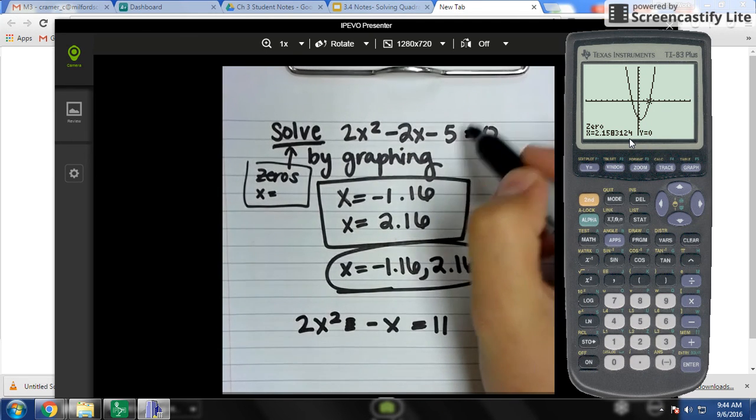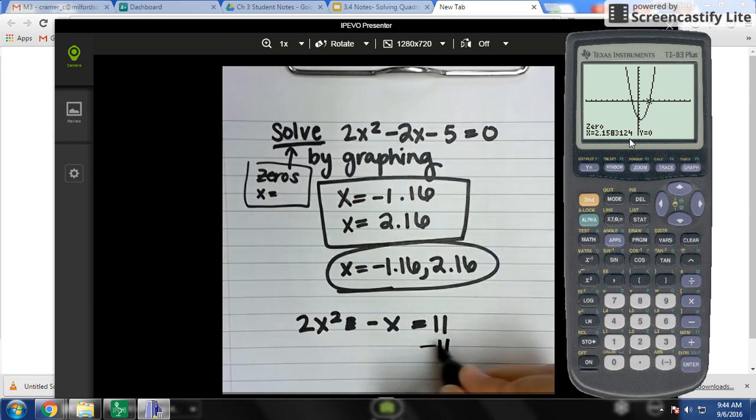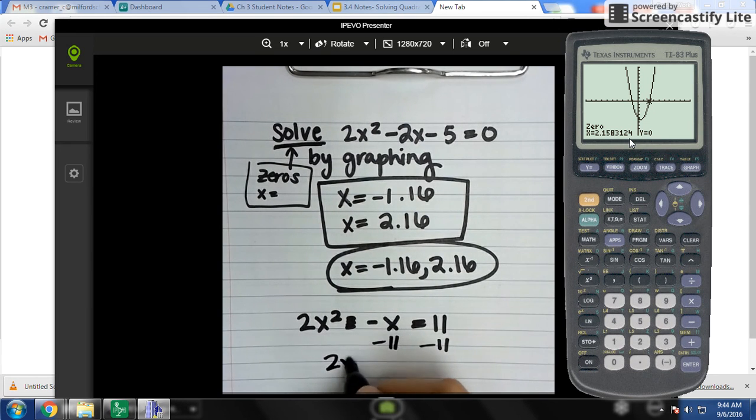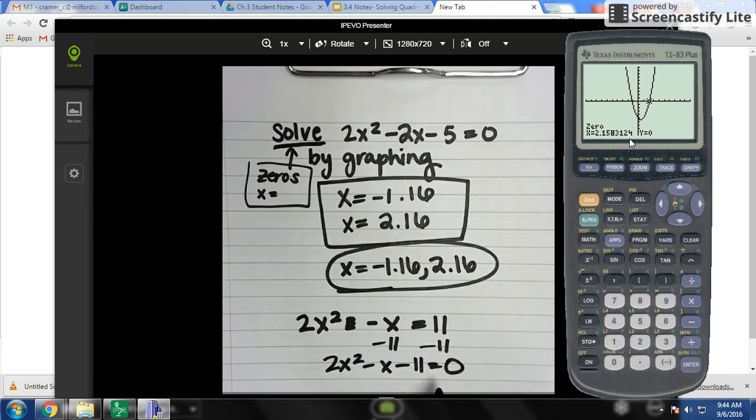We want to find the zeros to solve. So in order to do that, we need to set this side equal to 0. So we just do some algebra manipulation here and get this set equal to 0, and then you can do it exactly like before. So go ahead and finish this one up on your own and then do the practice problems.